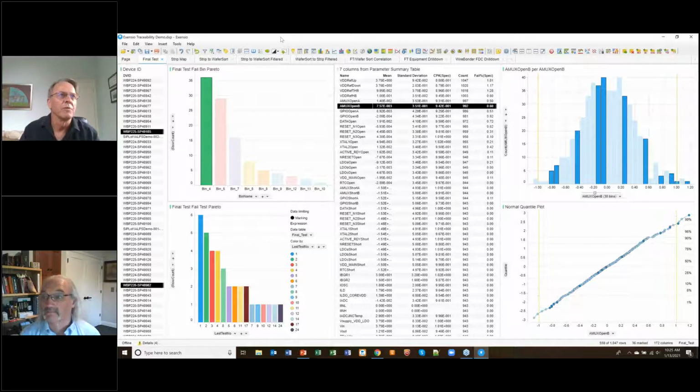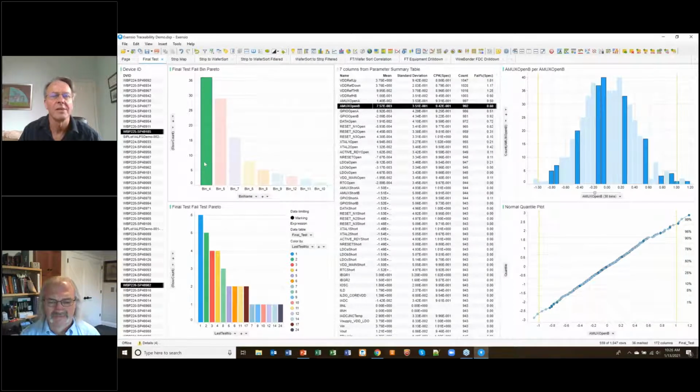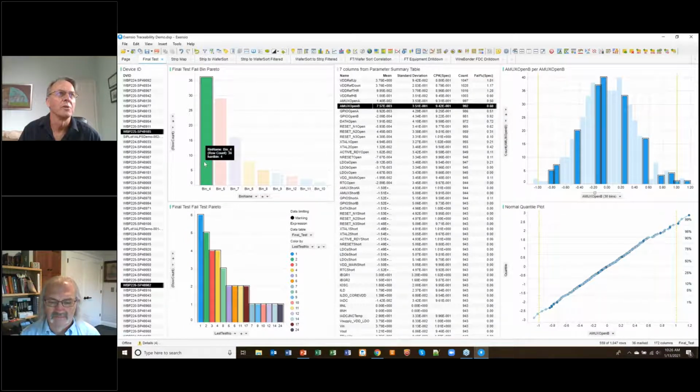The first scenario is that we've had an excursion in final test. Suddenly this bin 4 has poked up its ugly head, and we want to know why. So we select it and look down at the various tests below, the final tests which are involved in this fail. We can look at the parameters, the distribution charts and the quantile plots. This is basically Analytics 101 for final test data, but we don't see any signals there. We don't see anything obvious explaining why this bin 4 has suddenly peaked up.